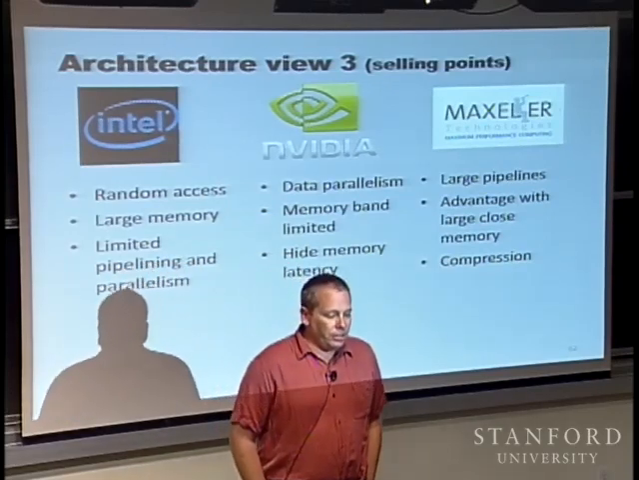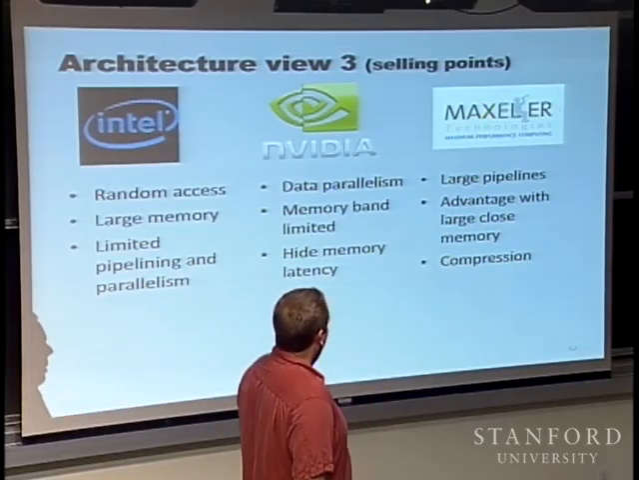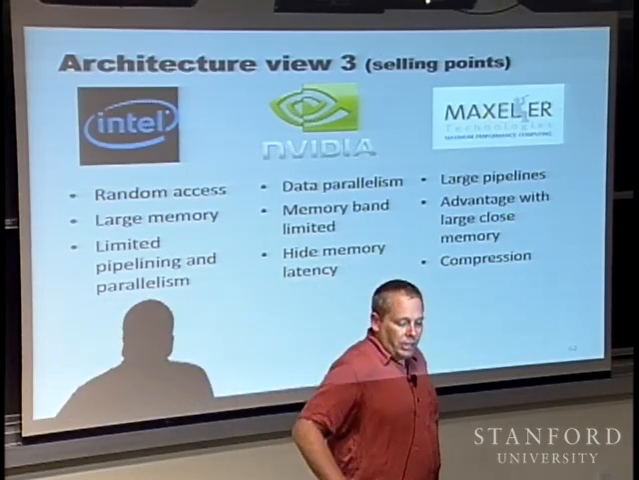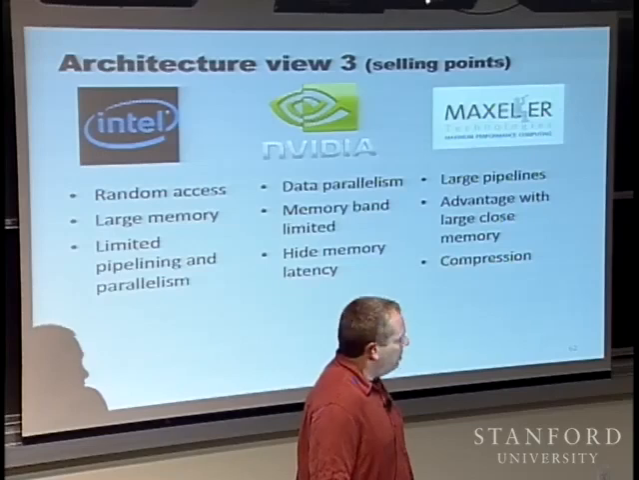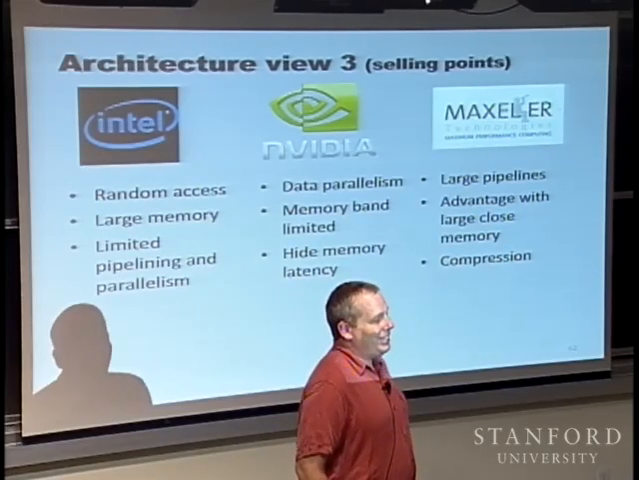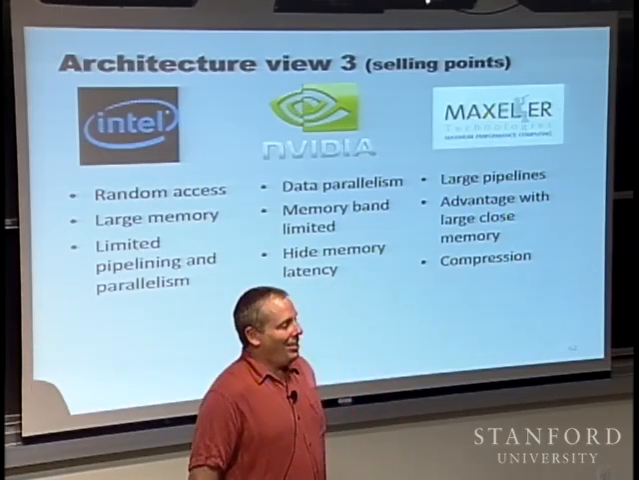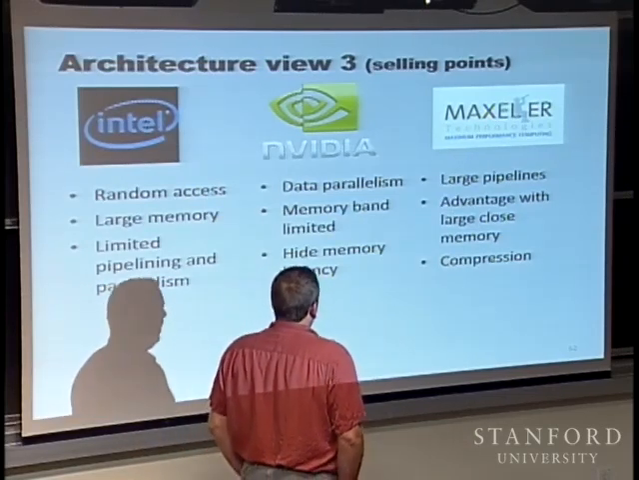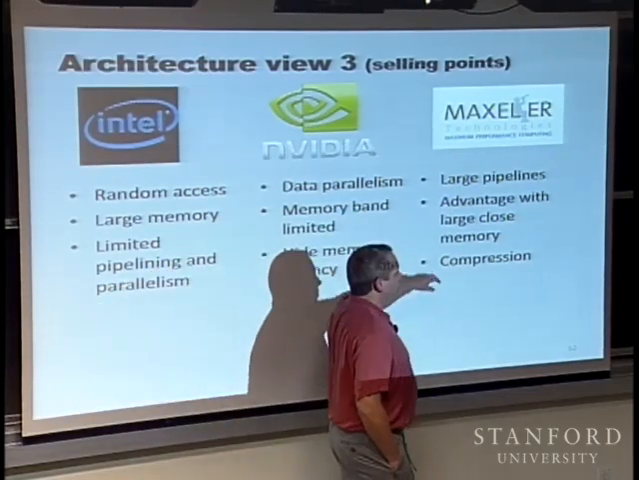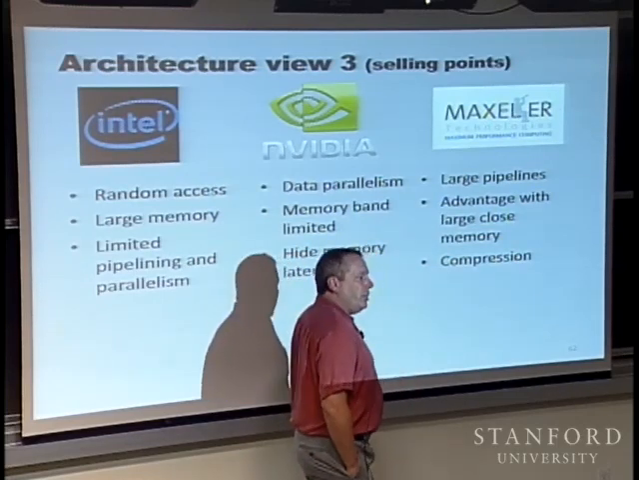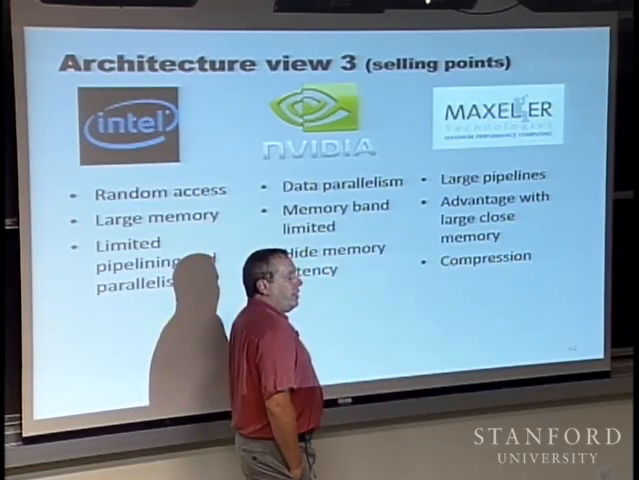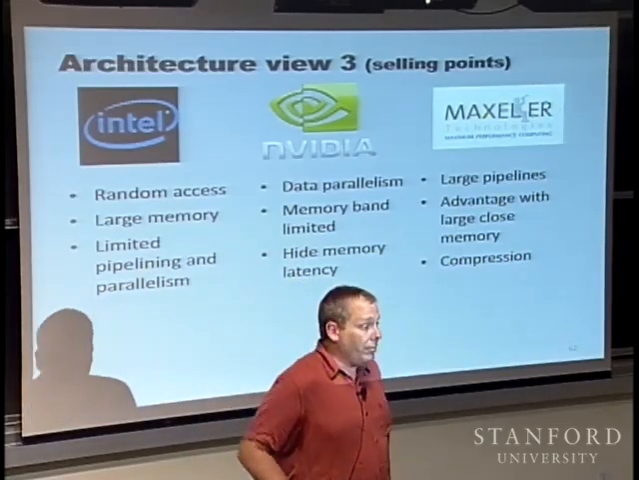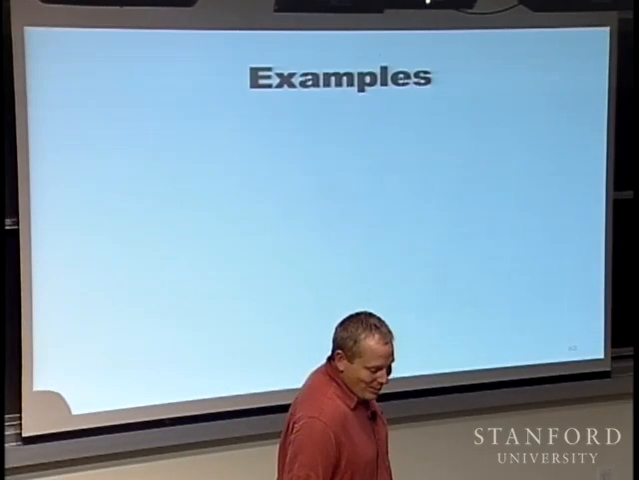For Maxeler, large pipelines, if you get an advantage with this large close memory, it can be good. And compression can be a big friend in a lot of the stuff you do. That's where we sometimes see a big gain. If you can compress the stuff you need to read from memory by a factor of 10, it's hard to compete with an FPGA solution. If. That's a big if sometimes.